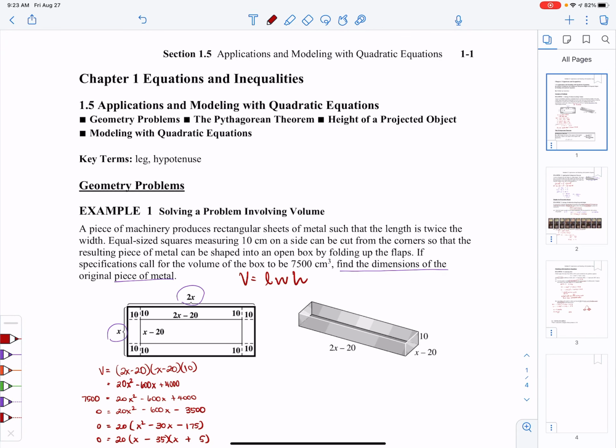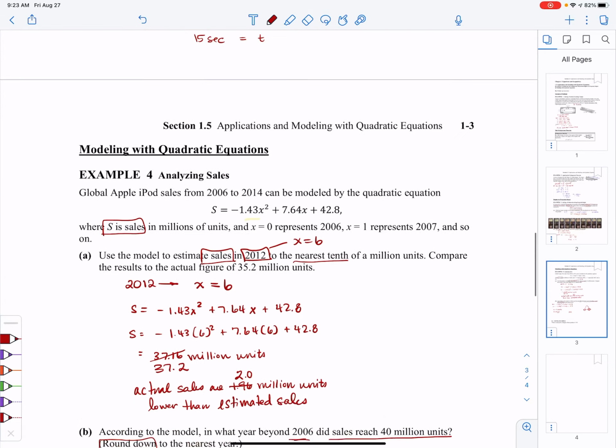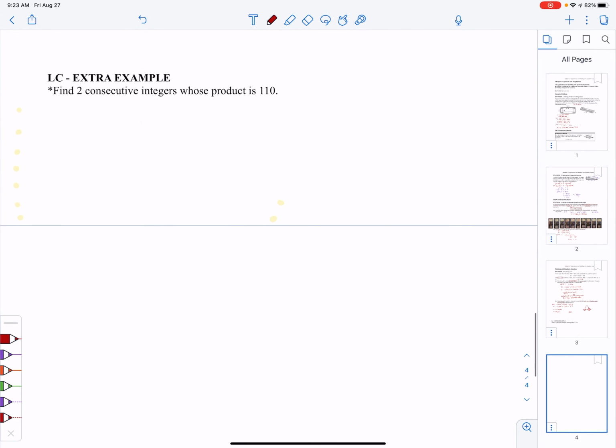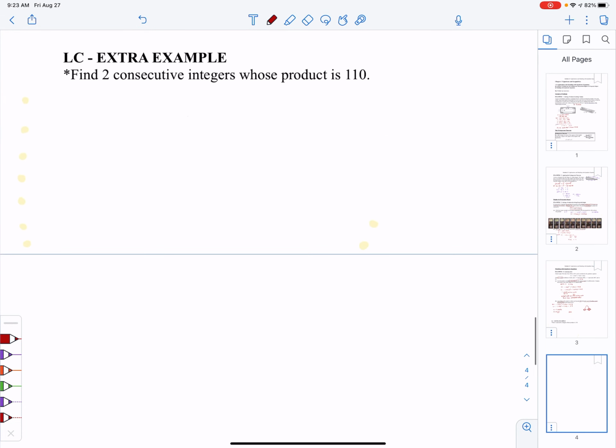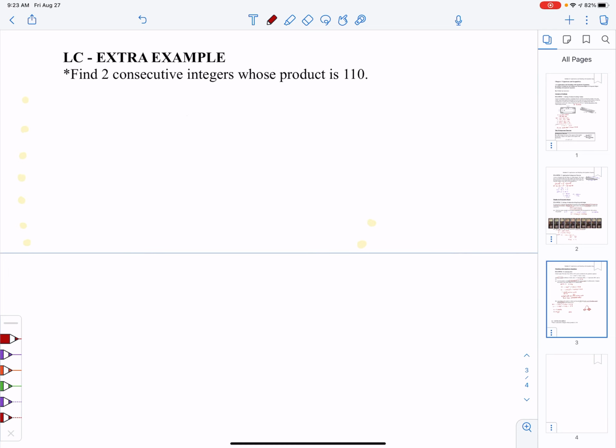Okay, so this is the last video for section 1.5. If you'll go all the way to the bottom of the notes, there is an LC example. I had this on Learning Catalytics, but we'll go ahead and just work through it right here. We were asked to find two consecutive integers whose product is 110.